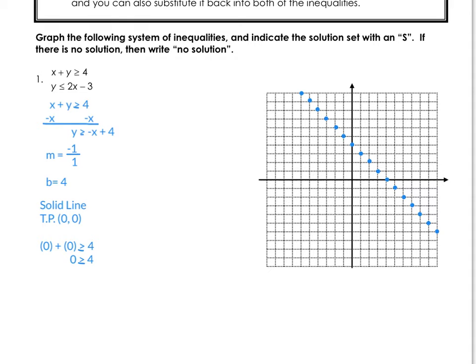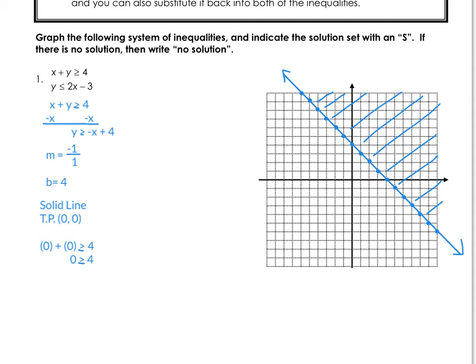So now I can go back to my graph. I can go ahead and connect those with a solid line, and I'm sure you can make yours look much better than mine. And then because that test point was false, I'm going to shade on the opposite side, so not towards 0, 0. So I'm going to shade above the line. Okay, so that's it for the first one, and then now we're going to add the other one, which is already in y equals, which is nice.